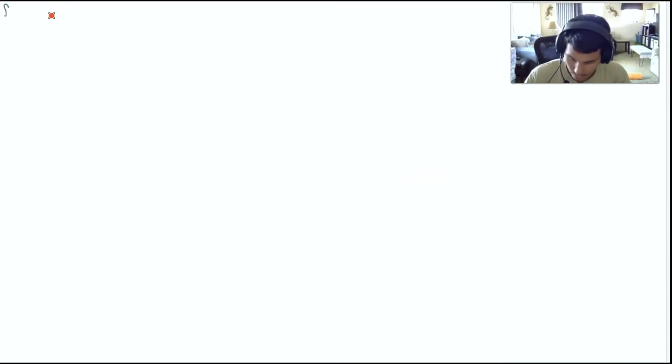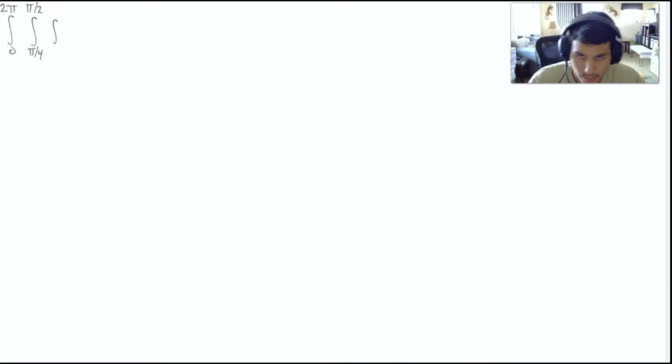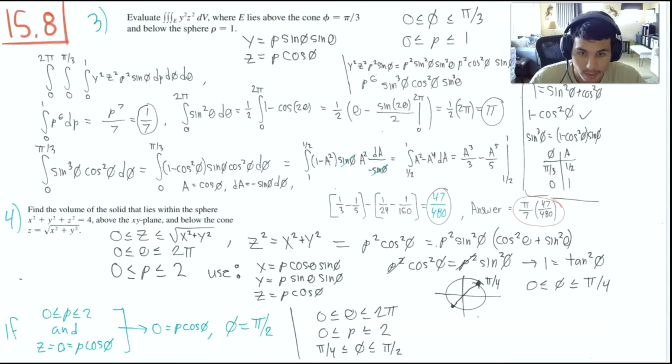Okay. That's a little small. Make it bigger. It goes from 0 to 2 pi, from pi over 4 to pi over 2, and what was it? I think it was 0 to 2. Yeah, 0 to 2.